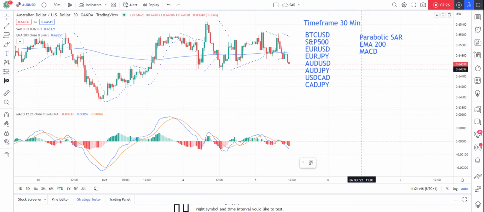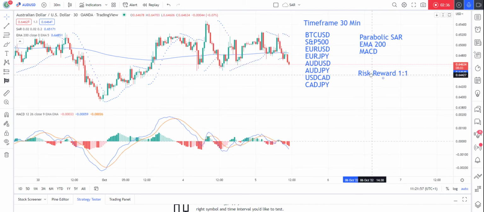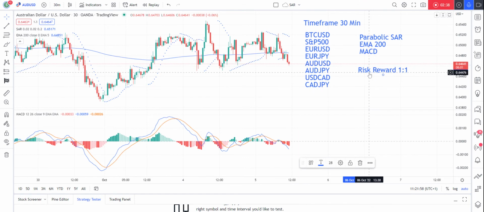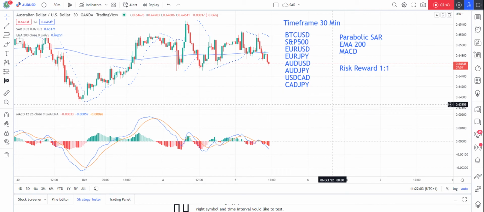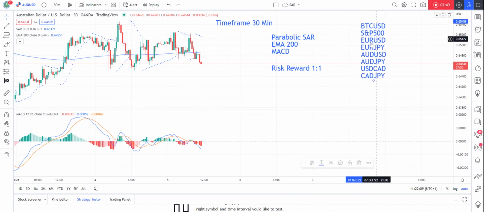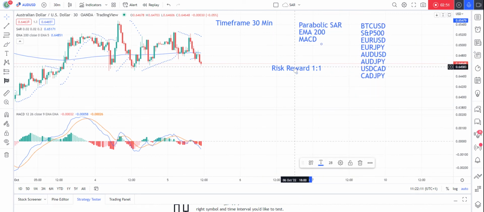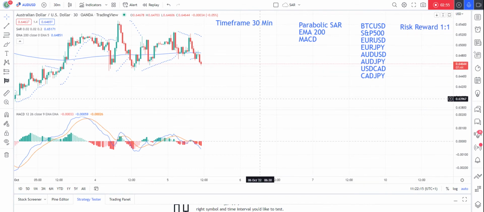Last but not least is the risk reward. So risk reward is 1-to-1. It's not ideal in many scenarios. However, if you have a risk reward of 1-to-1, you're expecting to have more successful trades. So now the conditions of it. I would like to explain these conditions with examples, going through a couple of trades.